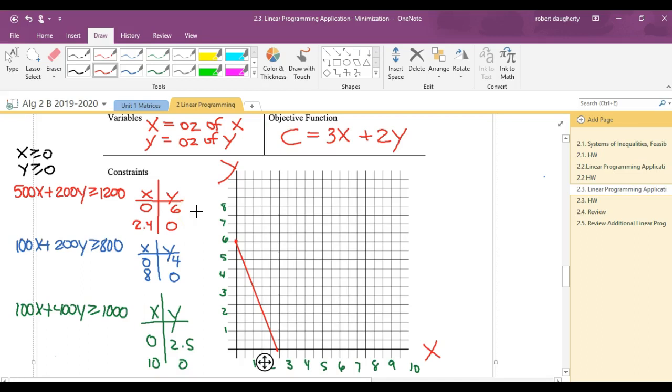Okay. Now the blue line goes through 0, 4 and 8, 0. And the green line goes through 0, 2.5, and 10, 0, which is right here.